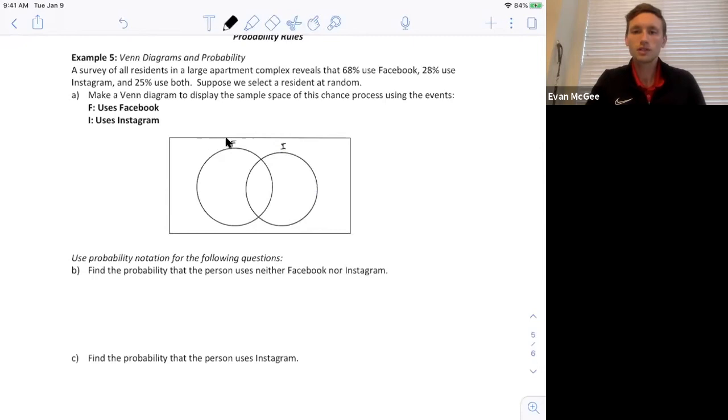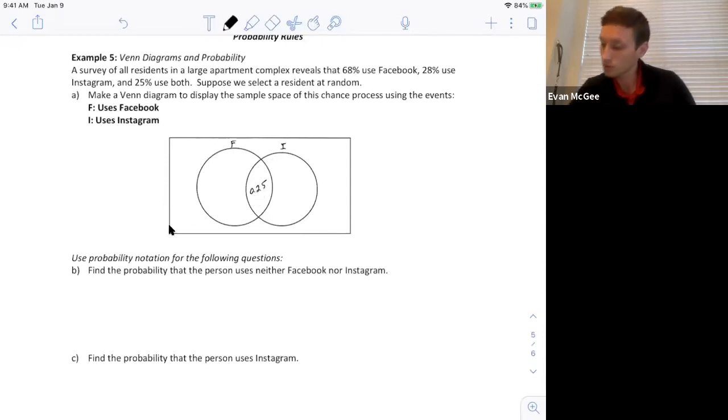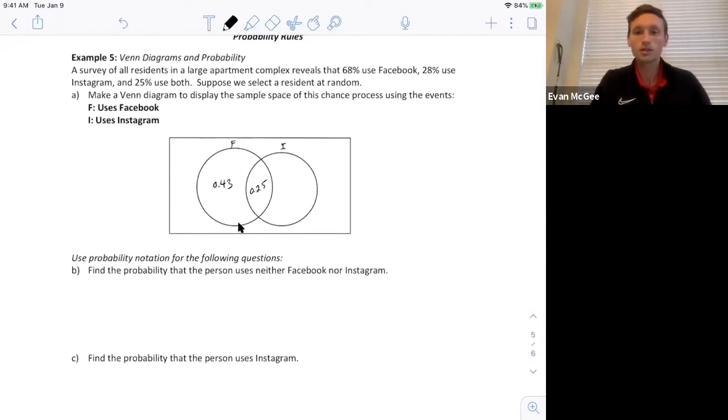So I've got my two events, F and I, Facebook and Instagram. Whenever you are making a Venn diagram, you always need to start with the intersection. So how many or what percent use both? 25%. Then I have Facebook. How many people or what proportion of people use Facebook? They tell us that it is 68% use Facebook. So I need to do 68 minus the 25 because I'm already including 25%. So 68 minus the 25 is going to give me 43% use only Facebook here. Now my entire circle adds up to 68%.